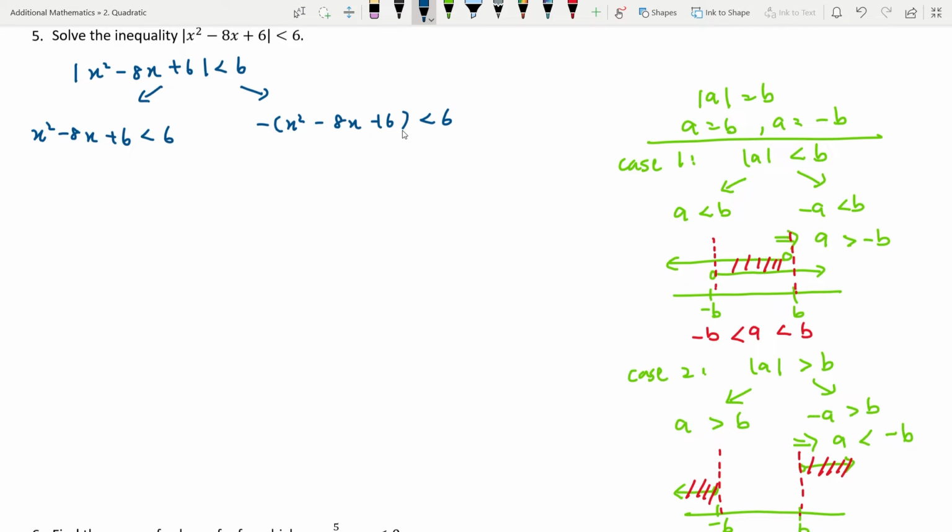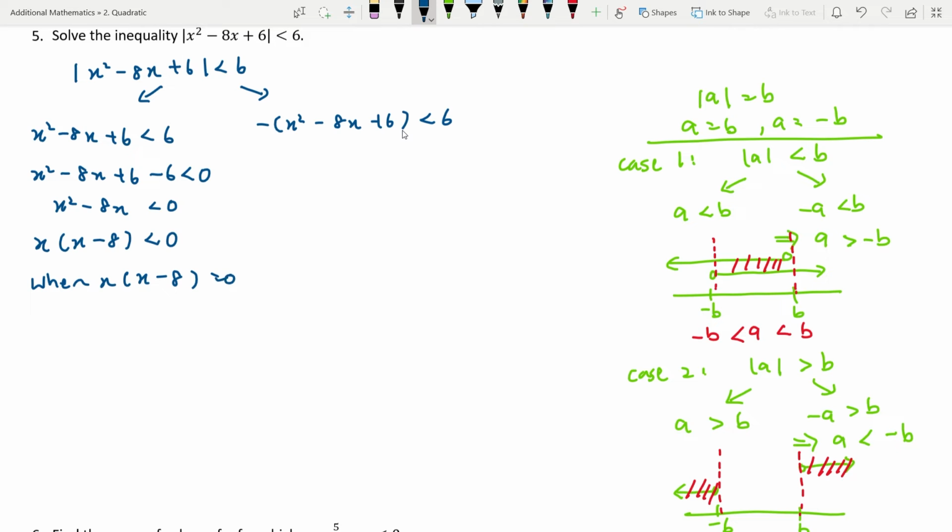Let's start with the one on the left side. We rearrange it. X squared minus 8x plus 6 minus 6 is lesser than 0. X squared minus 8x is lesser than 0. We factorize them. X bracket x minus 8 is less than 0. When x bracket x minus 8 is equal to 0, x is equal to 0 and also x is equal to 8. We sketch the graph.